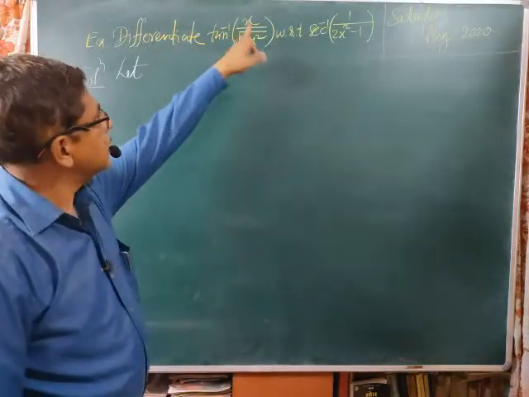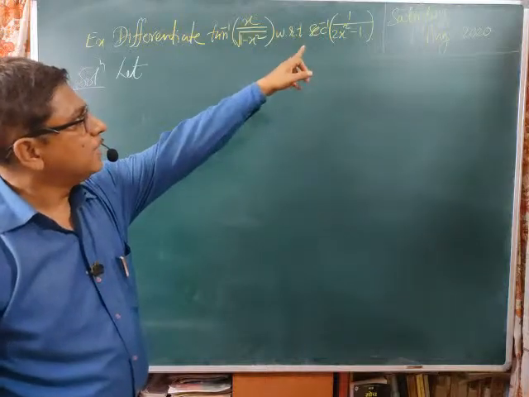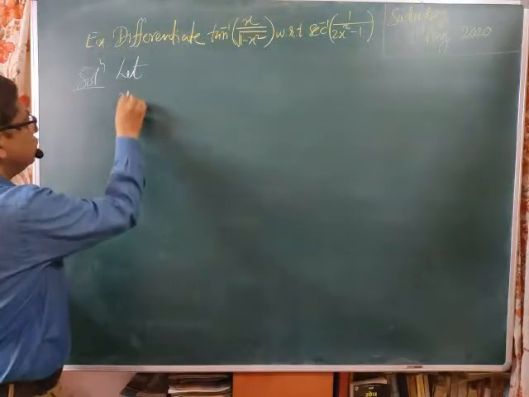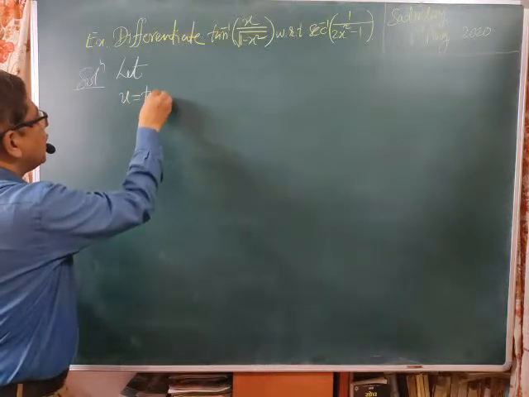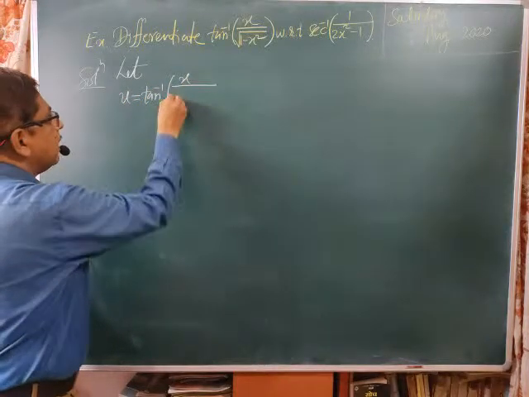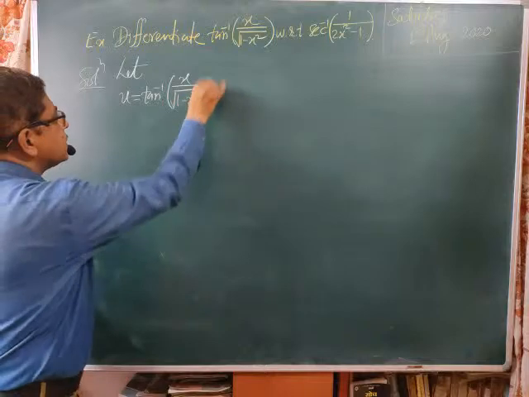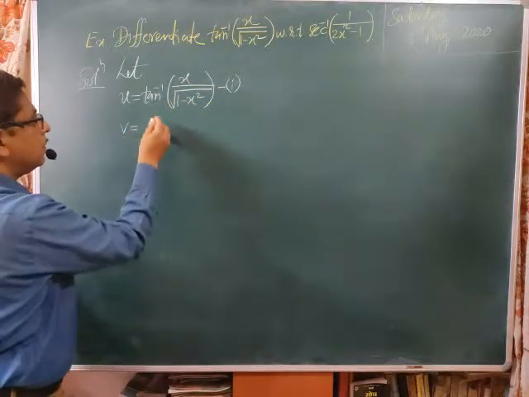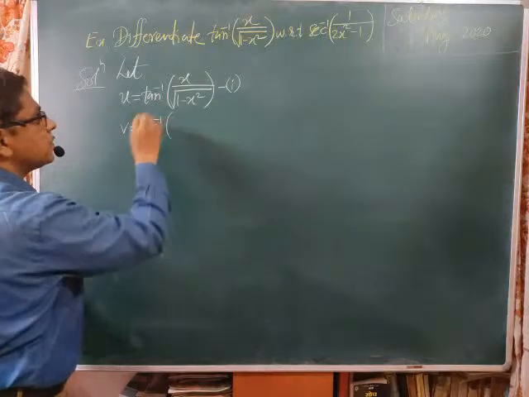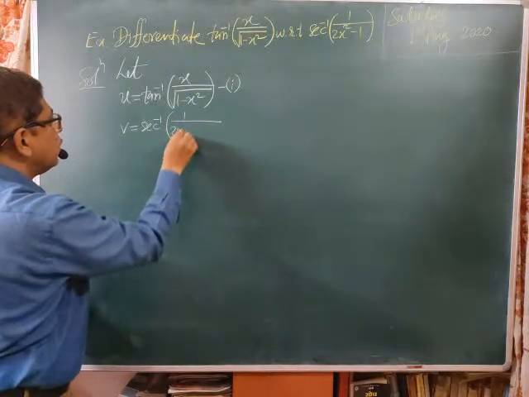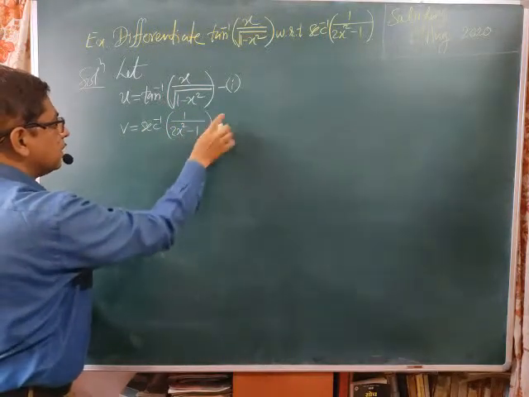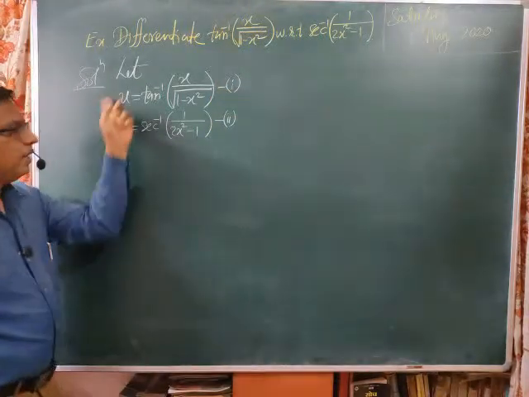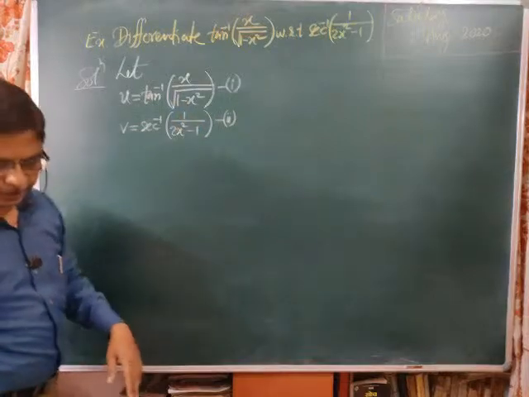Differentiate tan inverse x upon root of 1 minus x square with respect to sec inverse 1 upon 2x square minus 1. So let call the first function as u. U is equal to tan inverse x divided by root of 1 minus x square. I will call this as first. And v is equal to sec inverse 1 upon 2x square minus 1. Call this as second. Okay. And now u and v are functions of x, which are parametric function in x.